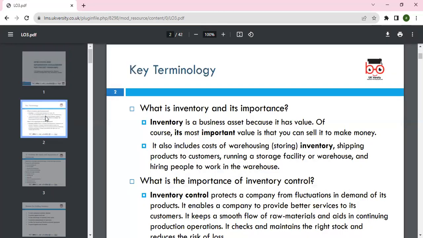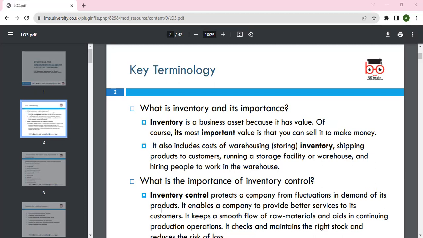Inventory can be of three types: raw material, finished goods, and work in progress, which we'll go through in a minute. Key terminology: inventory is a business asset because it has a value, and you can sell it and make money. It also includes the cost of the warehouse, inventory, and shipping product to customers. We're running storage facilities, a warehouse, and hiring people to work in the warehouse. That's our cost. So that's why we say EOQ.